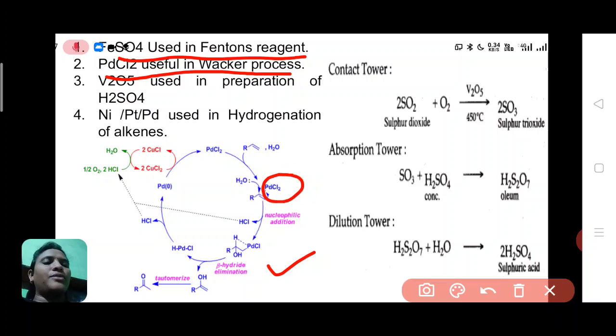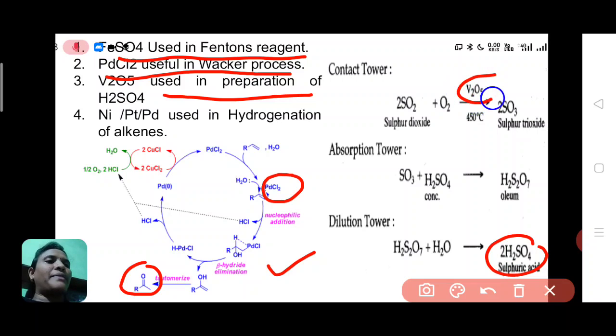The Wacker process is also useful for the formation of compounds like aldehydes or ketones. And V2O5 is used in the preparation of H2SO4. Here V2O5 is used as a catalyst. Nickel, platinum, palladium are used as catalysts in the hydrogenation process.